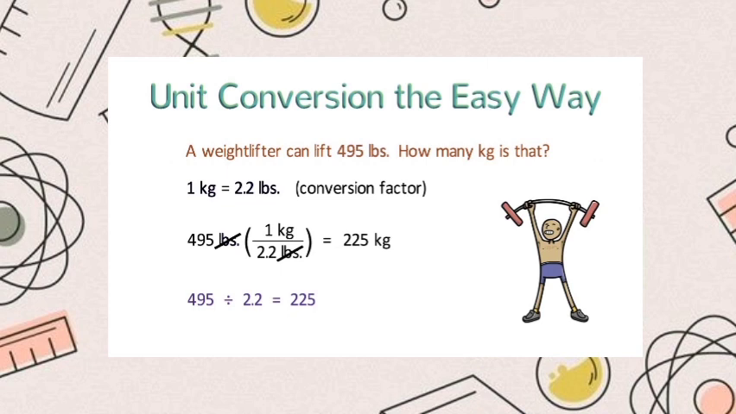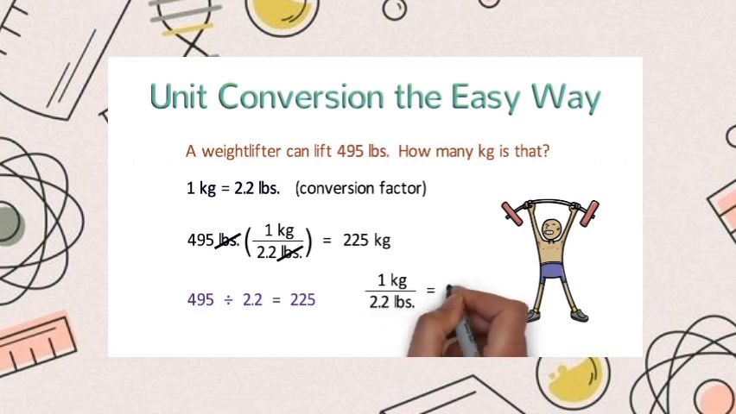There is one more thing that we should notice about this problem. The fraction 1 kilogram over 2.2 pounds actually equals 1, because 1 kilogram equals 2.2 pounds. In fact, any time we do unit conversion, we are simply multiplying our initial quantity by a conversion factor fraction that equals 1. Okay, now that we are experts at this technique, let's try a slightly harder problem.